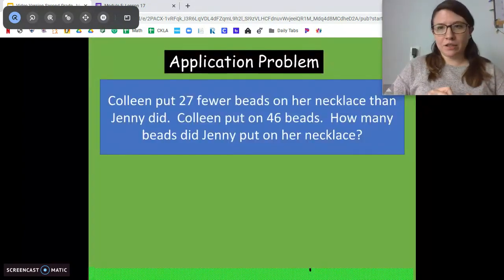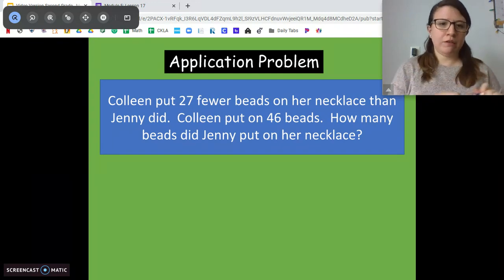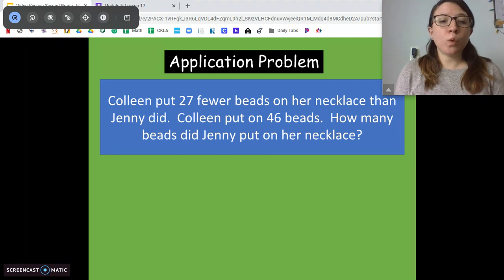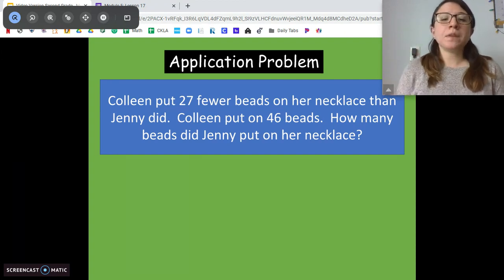Let's start with our application problem. I'll read it to you, I'll give you a little bit of insight, and then I want you to solve on your own. So our application problem today says, Colleen put 27 fewer beads on her necklace than Jenny did. Colleen put 46 beads. How many beads did Jenny put on her necklace? Listen again because the wording of this is tricky.